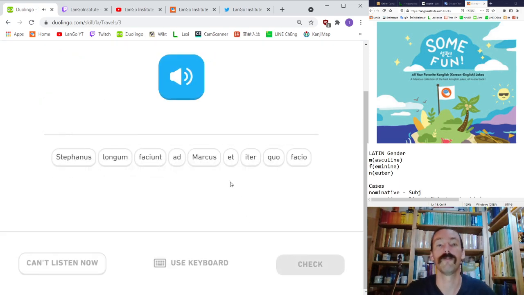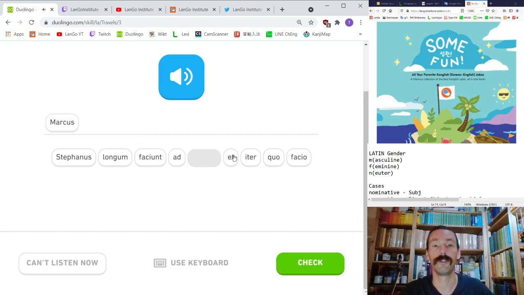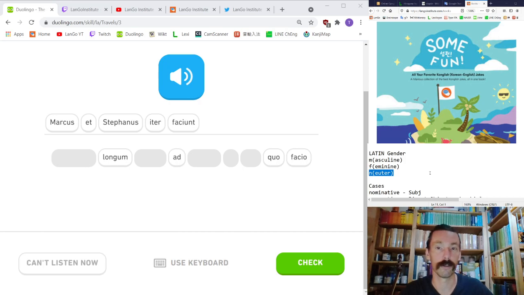Marcus et Stephanus iter faciunt. Marcus et Stephanus. Iter, the object, faciunt. This one is neuter. And in this family of languages, one note about neuter is that the nominative form and accusative form are identical. In all the branches that I know of, that continues to be true in German to this day. Whatever languages still have case, I would suppose Icelandic.